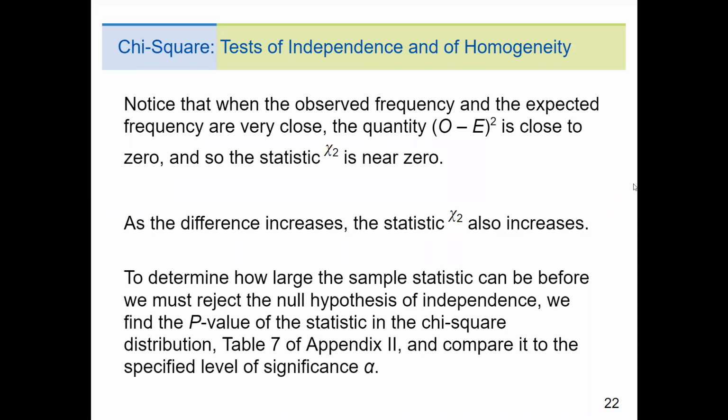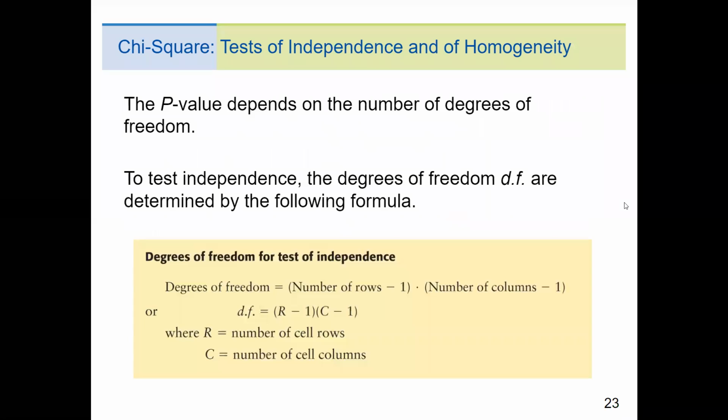Okay. Notice that when the observed frequency and the expected frequency are very close, the quantity is close to 0. So the chi-squared is close to 0. As the differences increase, the chi-square also increases. To determine how large the sample statistic can be before we must reject the null hypothesis of independence, we must find the p-value of the statistic in the chi-square distribution, table 7 of appendix 2, and compare it to the specified level of significance alpha.